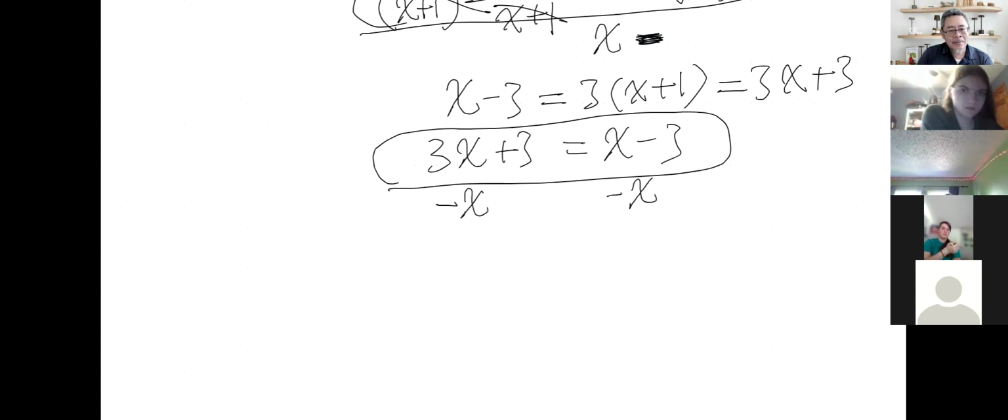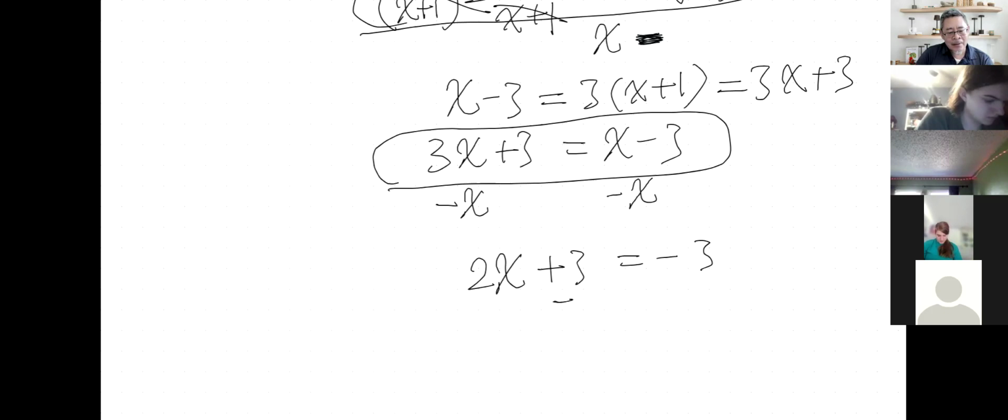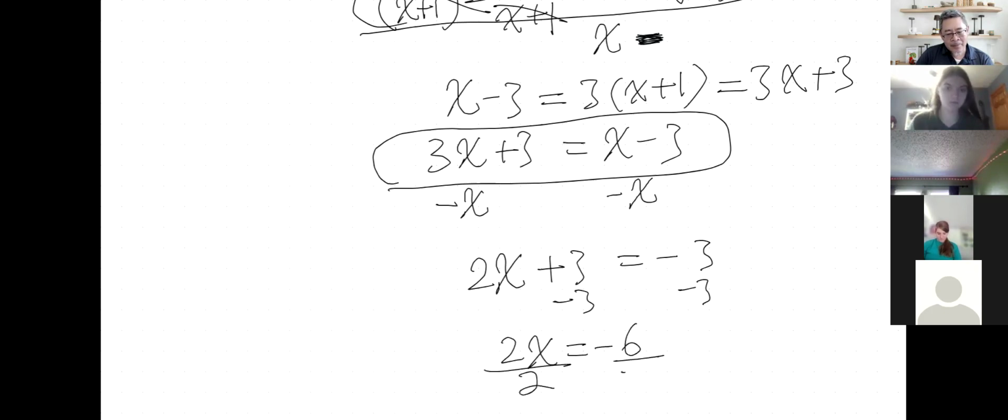2x. Yeah, 2x. So we got 2x plus 3 equal to negative 3, right? Okay, then what do we do from here? Well, you subtract the 3. What do we have? 2x equals negative 6, and then divide by 2, which would be x equals negative 3. Okay, that makes sense.